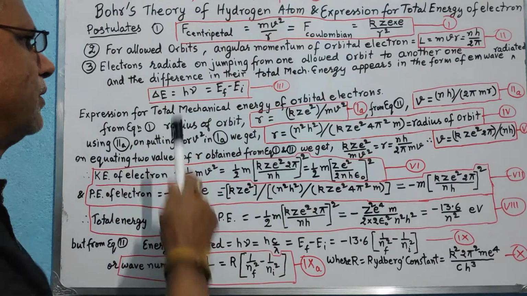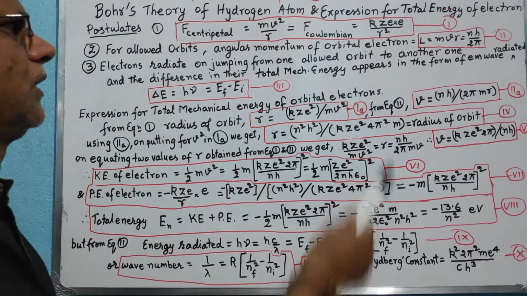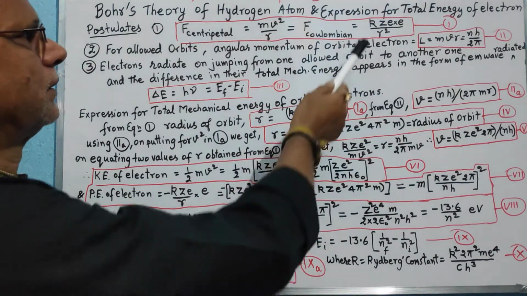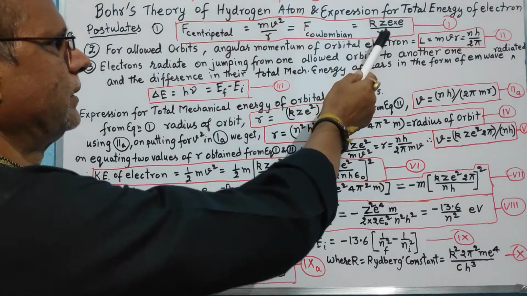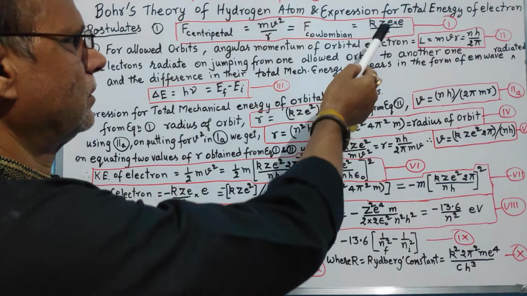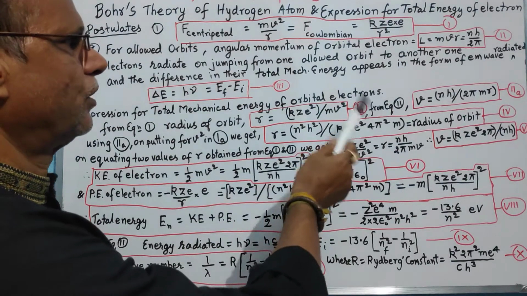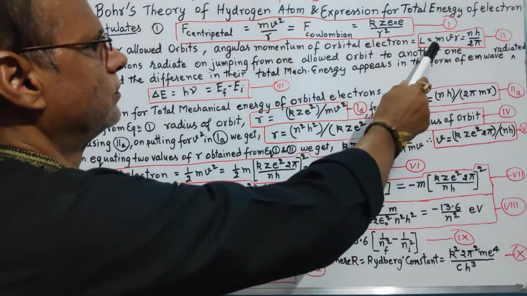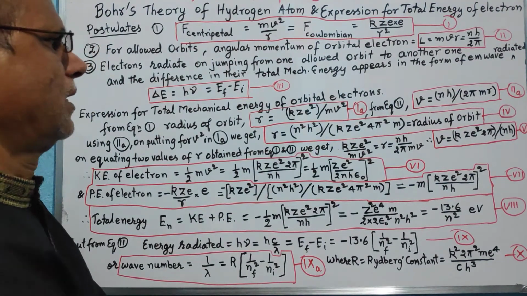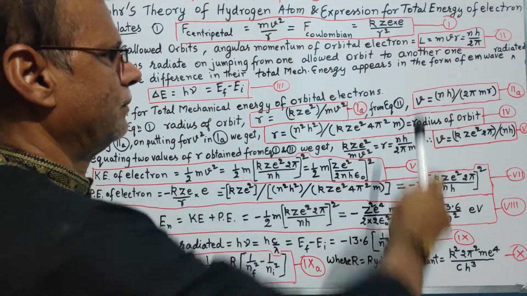Now the expression for mechanical energy of the orbital electrons. For that, using equation 1 we can have r, the radius of the orbit. One r is cancelled, so r is equal to kZe square by mv square; you carry mv square to the right hand side, it goes to the denominator. Now from equation 2, mvr is equal to nh by 2 pi, therefore the speed of the revolving electron is given by nh divided by 2 pi mr.